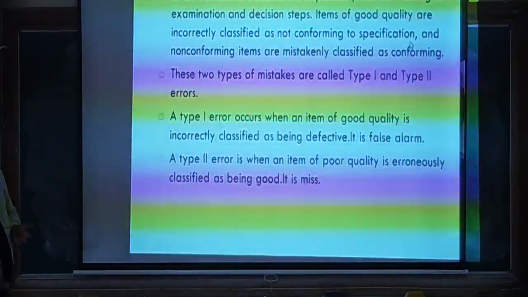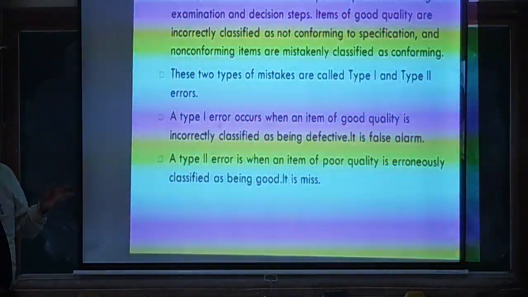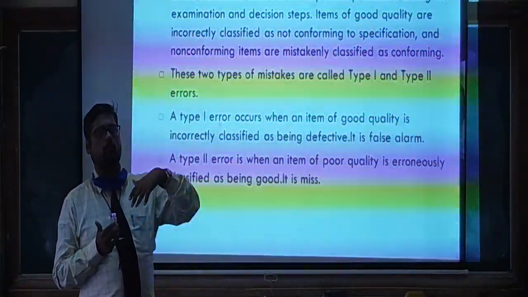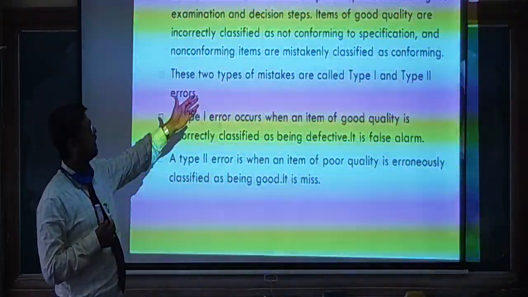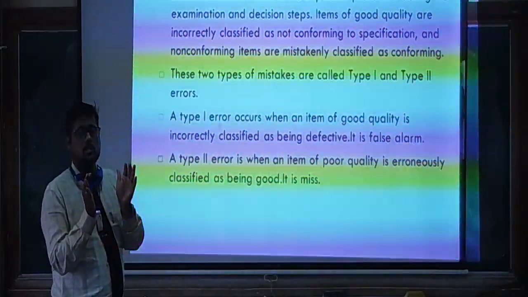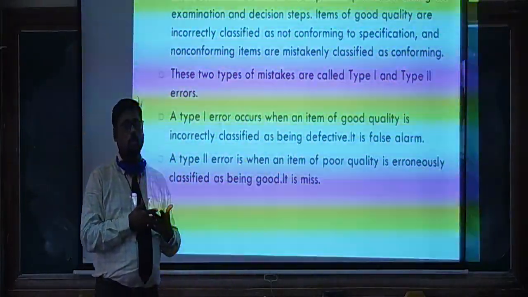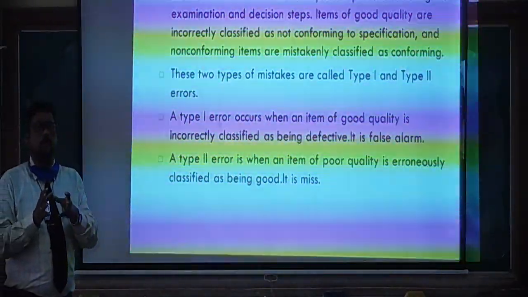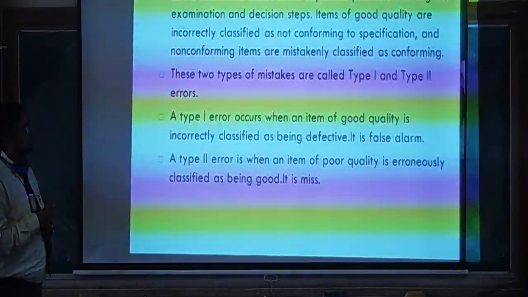If it is not as per the specifications, non-conforming items are mistakenly classified as conforming. So if the component is out of range, out of the tolerance band, those parts are mistakenly classified as conforming. And some parts are within the tolerance band, within the limit, but we are classifying them as non-conforming. So these are some errors. While sorting those parts, we are making some mistakes. Those errors will sometimes occur in the inspection procedure.